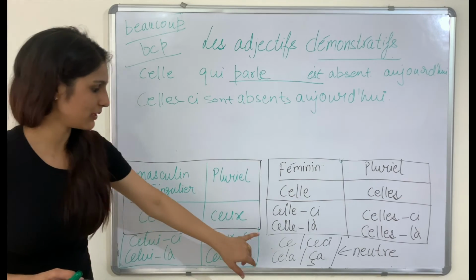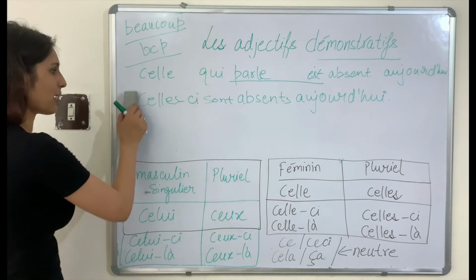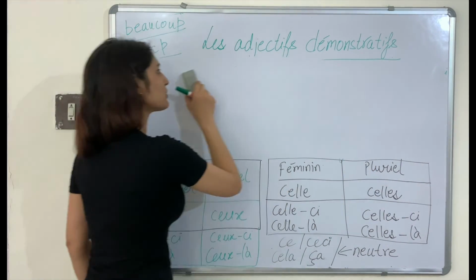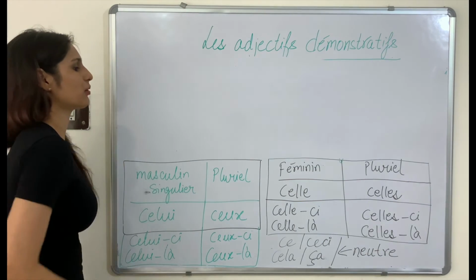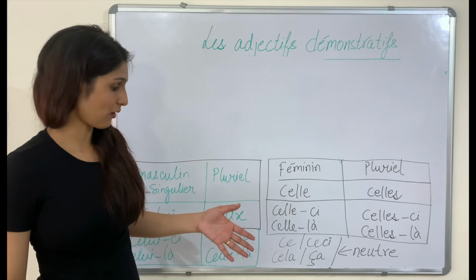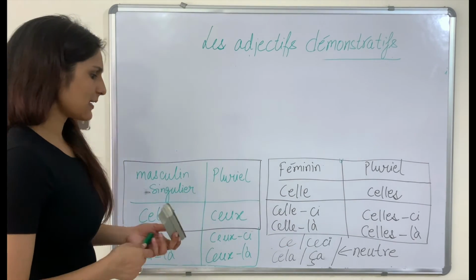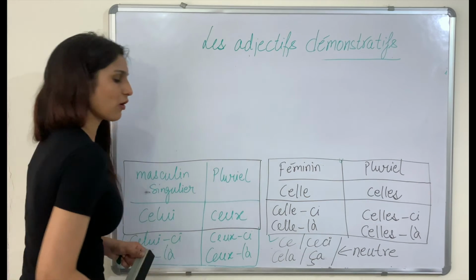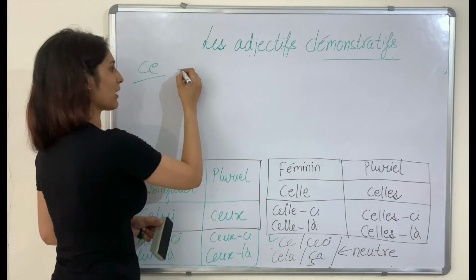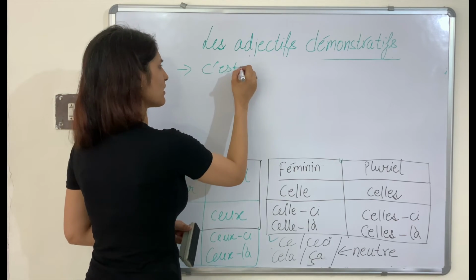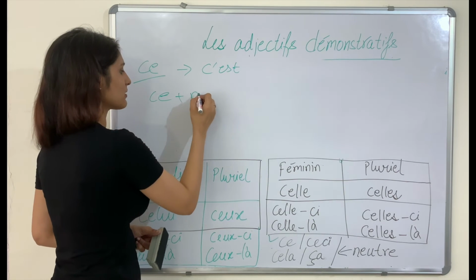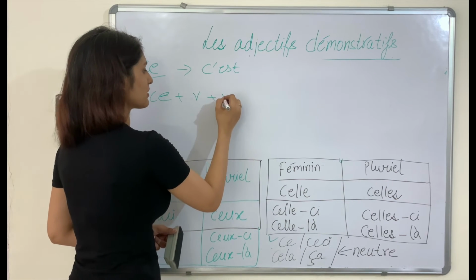And now I will just simply move forward to the last part. That is actually a neutral part. So neutral, what is neutral? Where you do not have to bother about the gender or masculinity or plurality or the femininity of the word. Now just this is ce, which is coming also in the neutral. This is also going to become c'est. You must have seen this a lot. C'est, what is this? Ce plus verb plus noun.